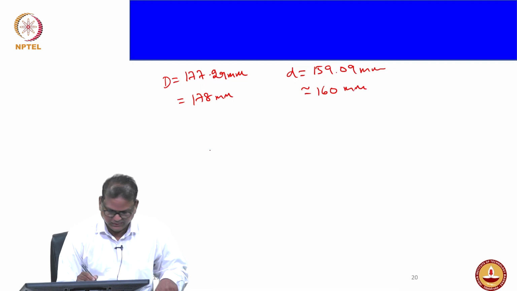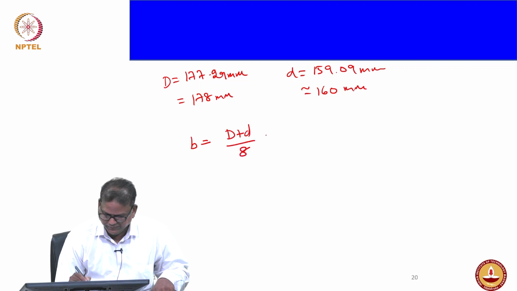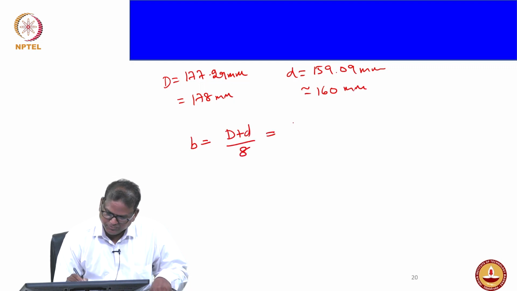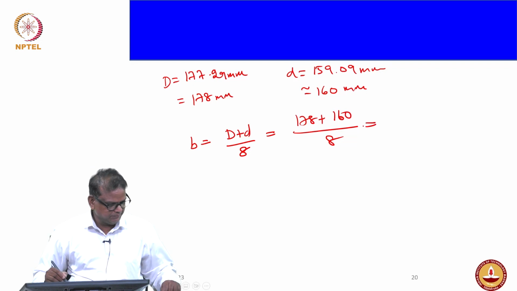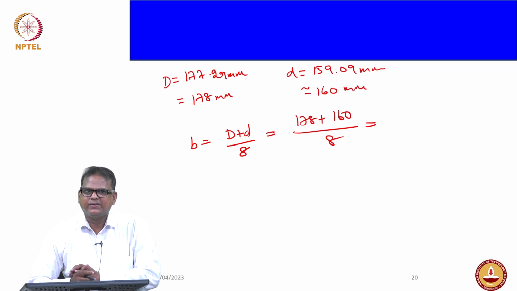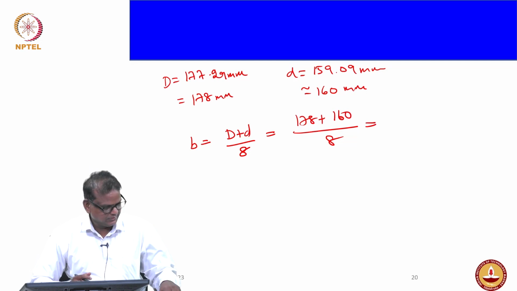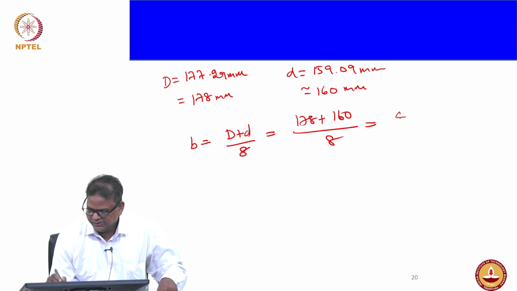So, what is b actually? 2b is 178 plus 160 by 8. What is the value you are getting? Are you getting 42 millimeter? The face width is approximately 42 millimeter. That's the value.